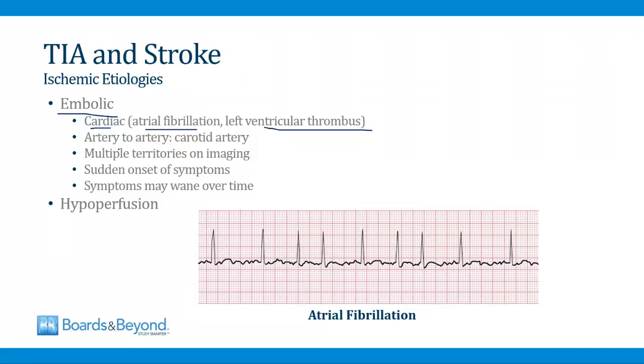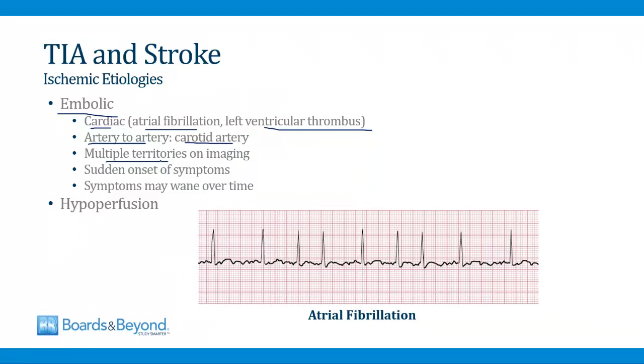The other common source of an embolic stroke is an artery-to-artery stroke. In the carotid artery, plaque can rupture and thrombus can form and pieces can break off and embolize to the brain, causing an embolic stroke. The classic finding on imaging of the brain in a patient with an embolic stroke is that multiple territories will show ischemia. These clots typically shower the brain and cause ischemia in multiple different areas of the cortex.